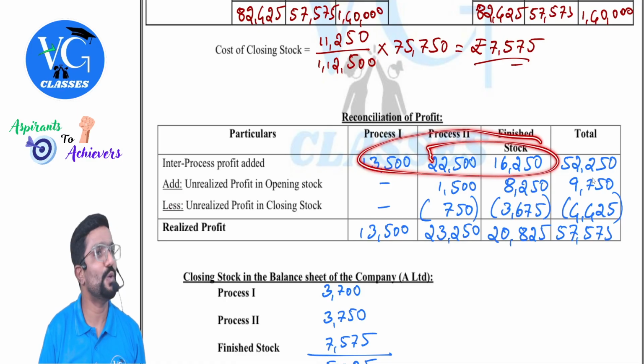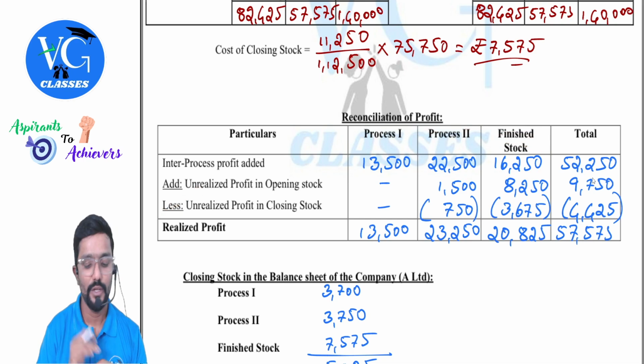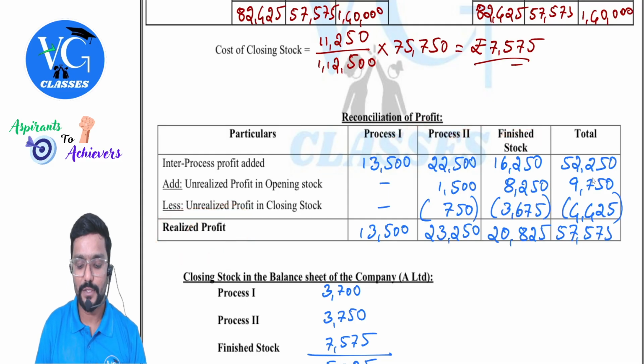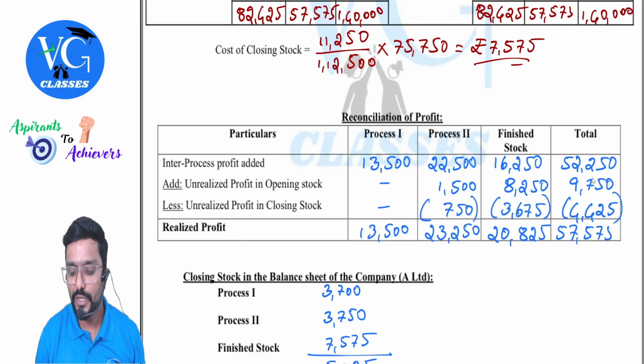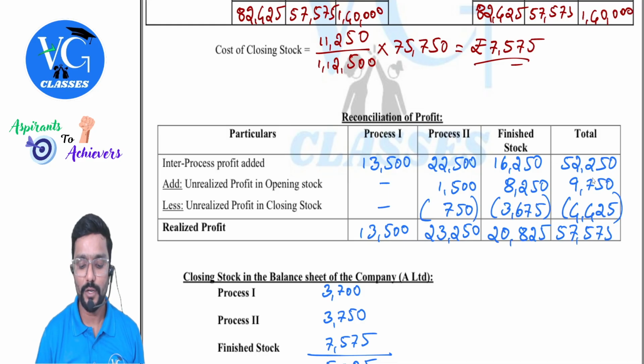But have I sold it? No. That means, is it realized or unrealized profit? Unrealized. Deducted. You will get the realized profit from each process. If I ask you which process is performing better, clear. The company has totally earned a profit of how much? 57,575. How much is contributed by each process?